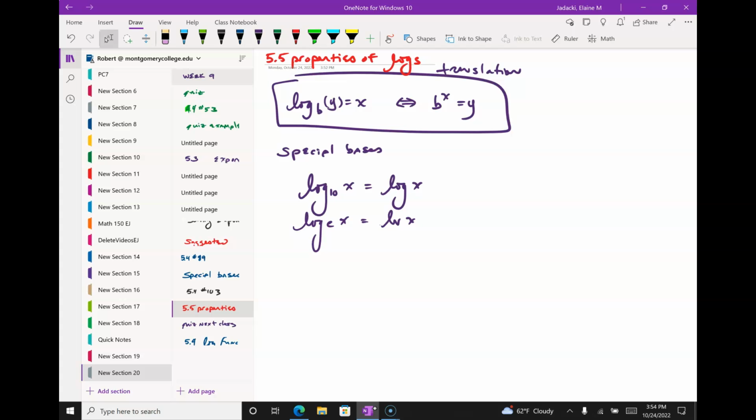So the first one is, if I have the log of a product, I get the sum of the logs.